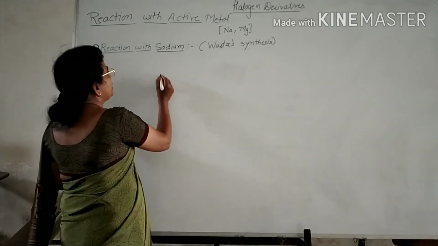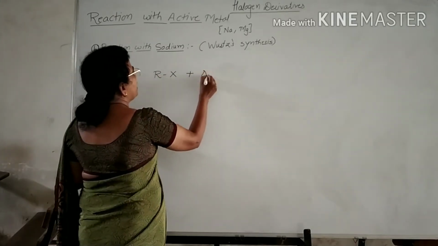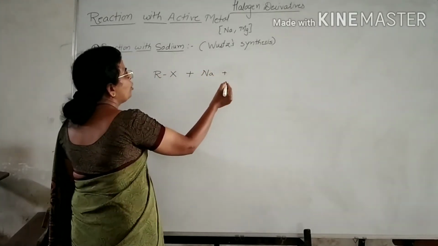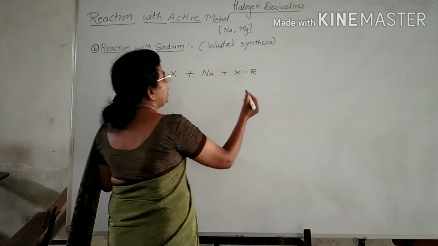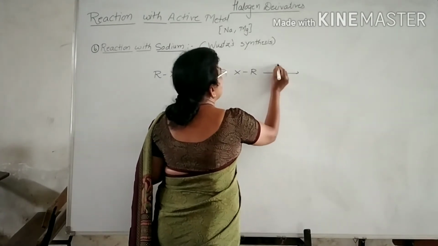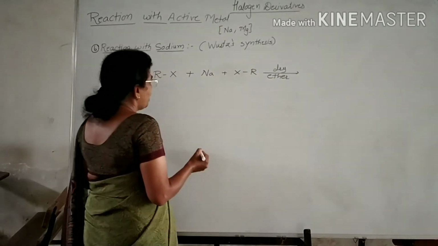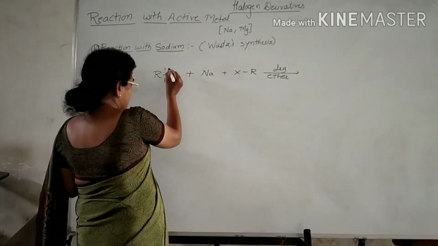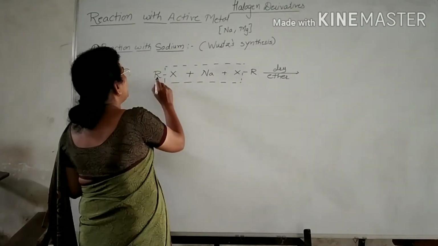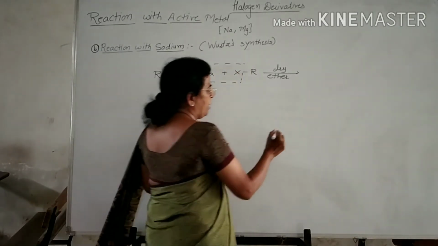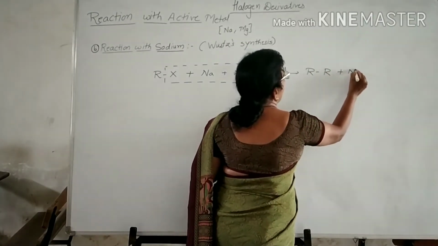General reaction for this is RX plus sodium metal plus second molecule of alkyl halide, that is RX. When this compound is treated in presence of dry ether, this X and this Na and this X are removed and this R gets attached to this R, and we get higher alkane, that is R-R plus NaX.